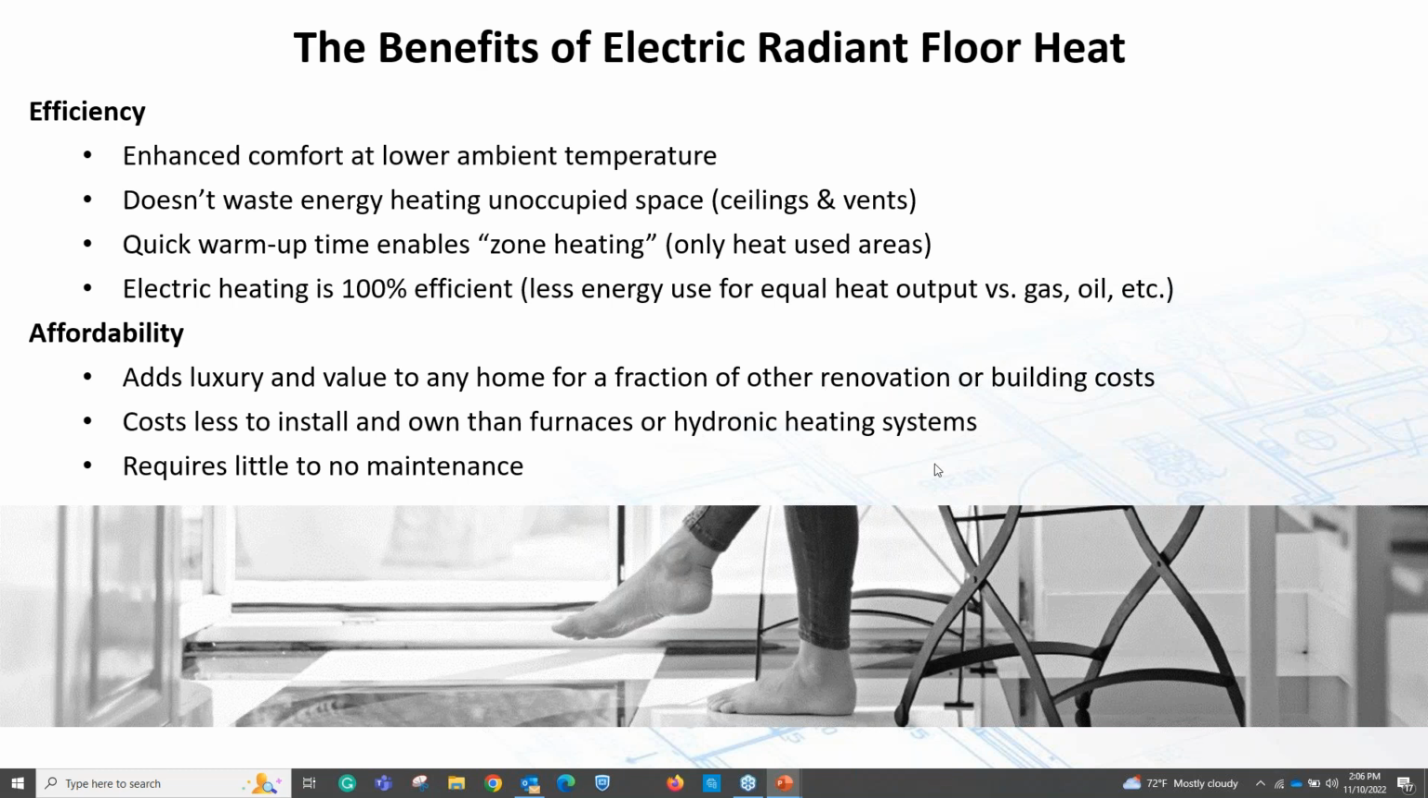And it adds luxury and value to the home. So when you sell it, you say, hey, I've had heated floors. It's actually going to up the cost of what you're going to recoup from your home. And one of the main benefits I've seen, it involves little or no maintenance. No worry about changing filters or that yearly system check from the HVAC guy.